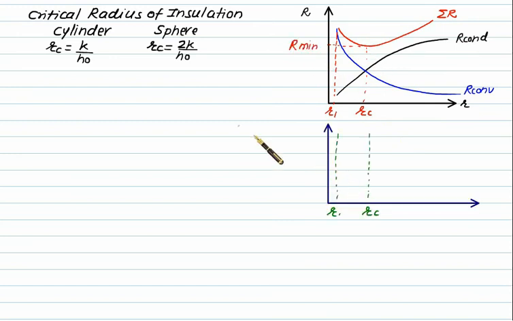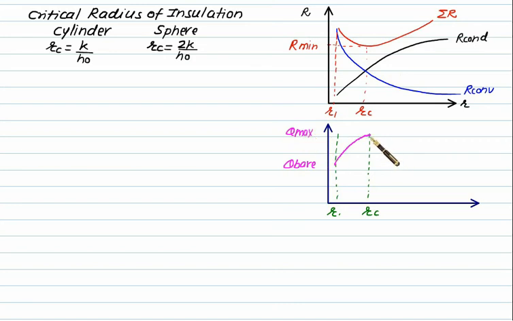Initially, when the cylinder and the sphere are bare, the resistance is a higher value. So this represents the heat transfer rate in the bare condition without insulation. As insulation is put on and we approach the critical radius, the heat transfer rate will go on increasing. And since the resistance is at a minimum, we have the maximum value of heat transfer.